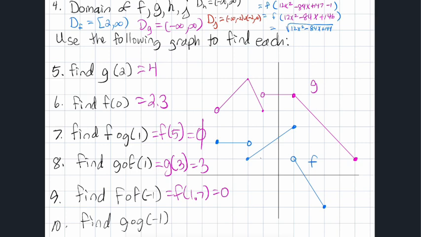If I think the answer is 1.7 and you wrote 1.8, you're good. Just guesstimate as close as you can. And then finally, our last one here, g of -1.